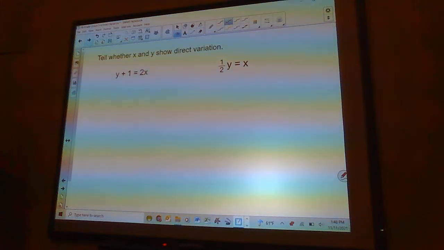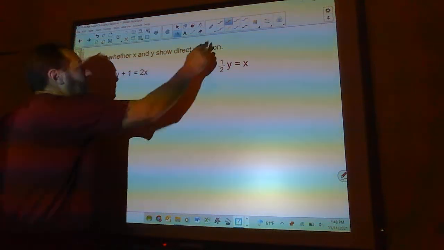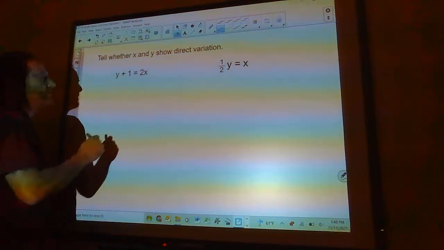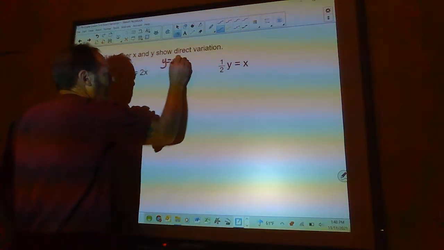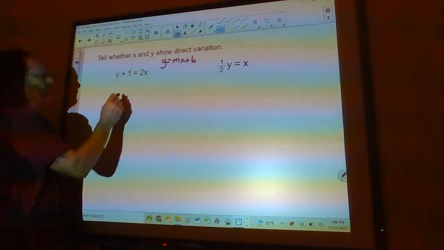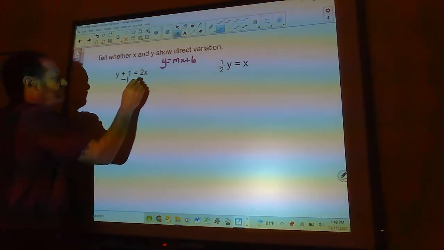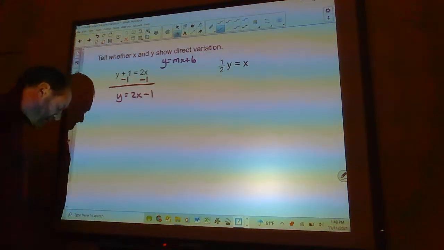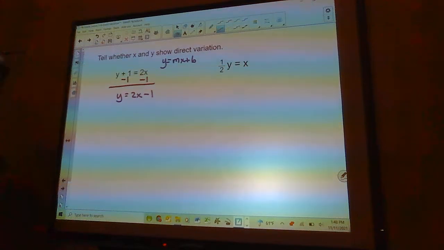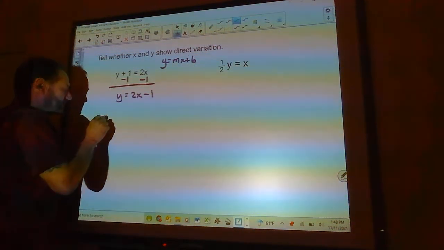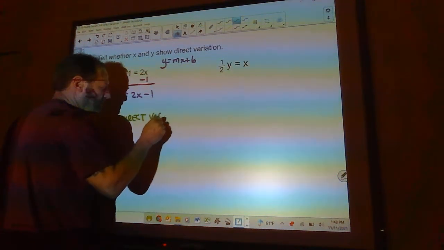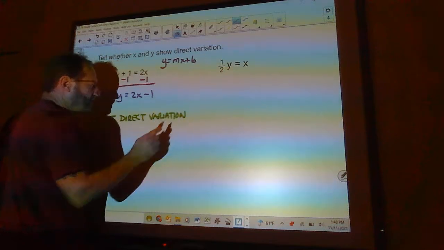Okay, tell whether x and y show direct variation. If we look at this one right here, the first thing I would do is put this into slope-intercept form, which remember is y equals mx plus b. So what I would do is I gotta get the y by itself. I would move the y over here. And I can tell this is not direct variation, because it doesn't go through the origin.